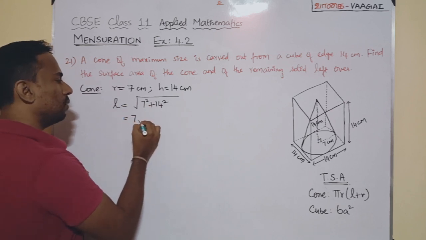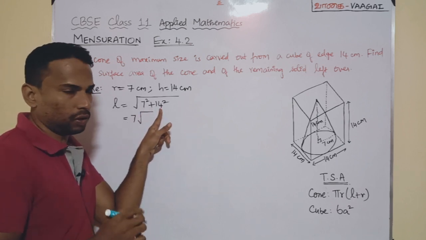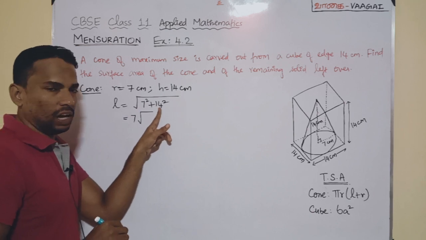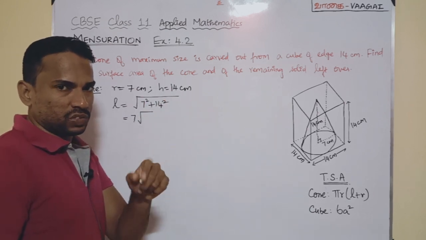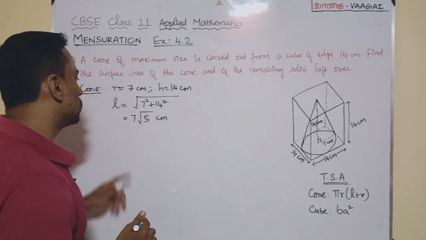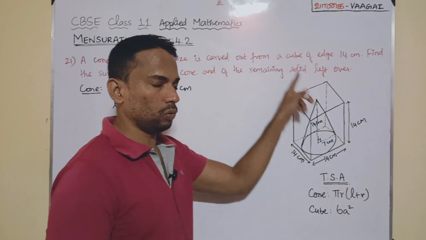So inside I will be having 1 square plus 2 square. I hope you understand that. If I remove a 7 square outside, I will have a 1 square here and a 2 square here. So 1 square plus 2 square will be nothing but 1 plus 4, which will be 5. So 7 root 5 centimeter. That's it, make it simple. So this is going to be the value of the slant height, L, of the cone.